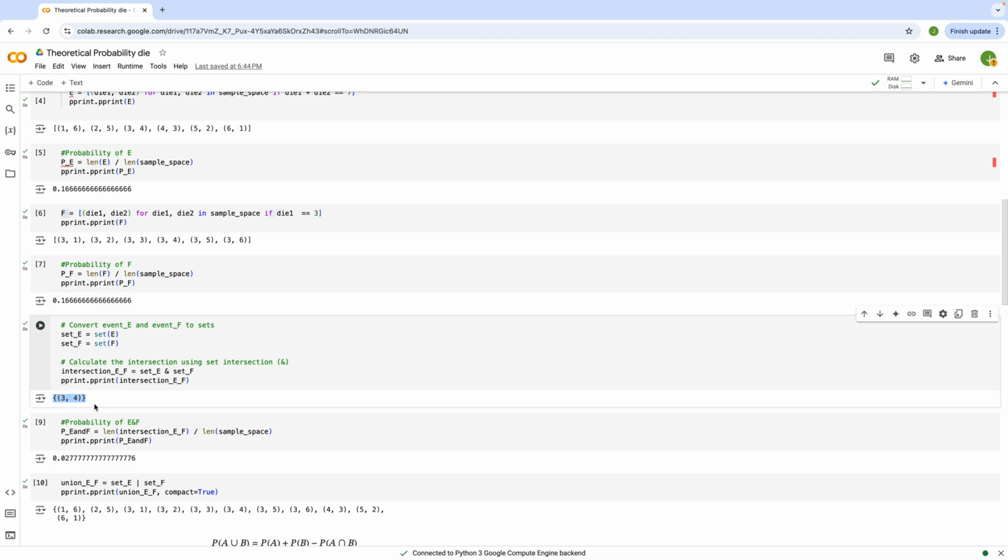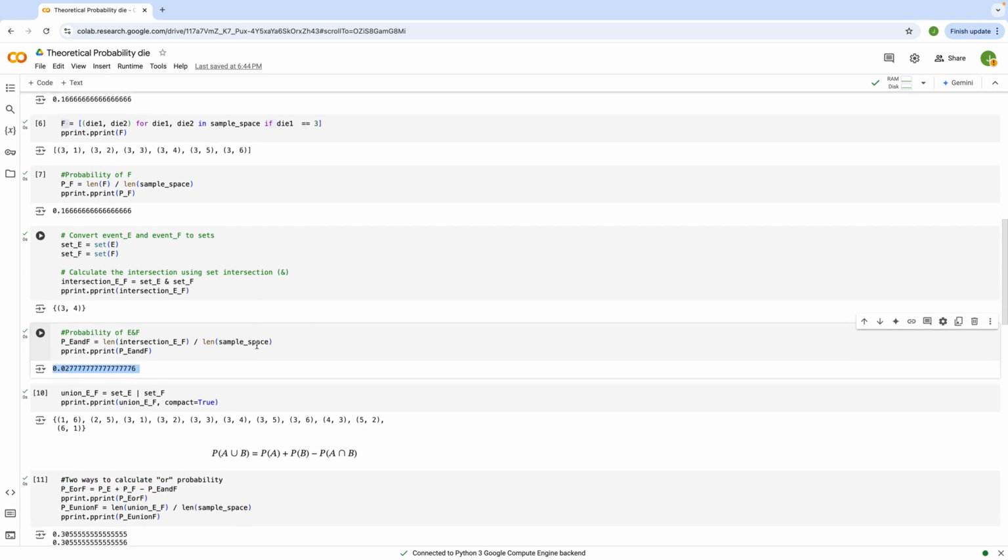Okay, so we can ask for the probability of E and F, or E intersect F, and it is just 1 out of 36 because there's one event in common out of 36 outcomes, and it gives us this probability.